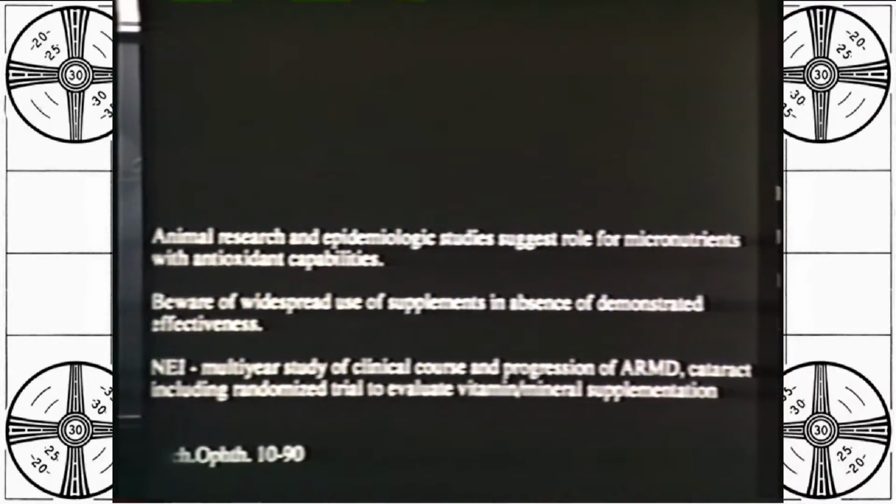So animal research also suggests the role of micronutrients with antioxidant capabilities. This is a very significant article or editorial out of the Archives of Ophthalmology in 1990, and it does say, yes, our research supports this, but that we need to beware of widespread use of vitamin supplements in the absence of controlled studies and proven effectiveness.